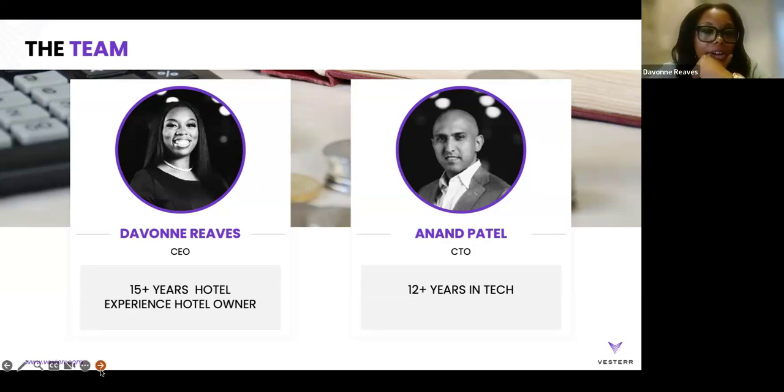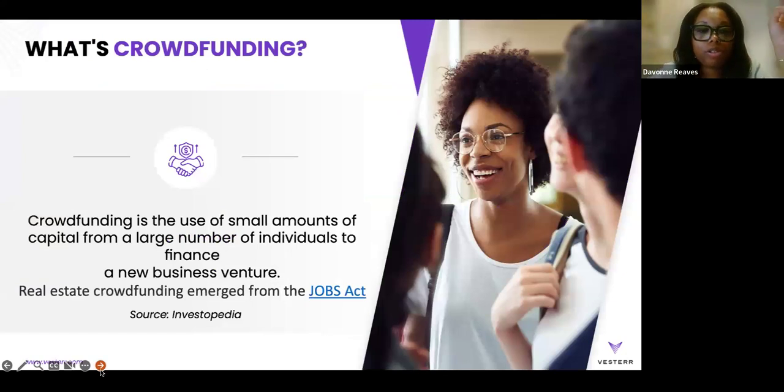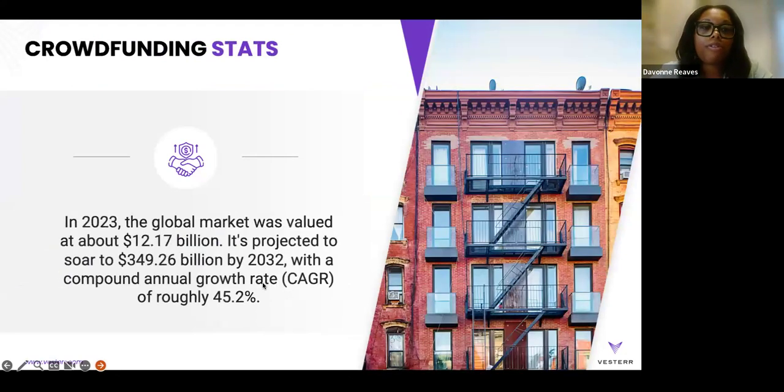Of Vestor. And so crowdfunding, for those who don't know what it is, is pretty much a small amount of capital from a large number of individuals. It came from the Jobs Act. Former President Barack Obama came with the Jobs Act in 2012, which basically allowed non-accredited investors or retail investors to invest in asset classes or places where pretty much only the top 1% could invest, right? And from that, crowdfunding emerged.